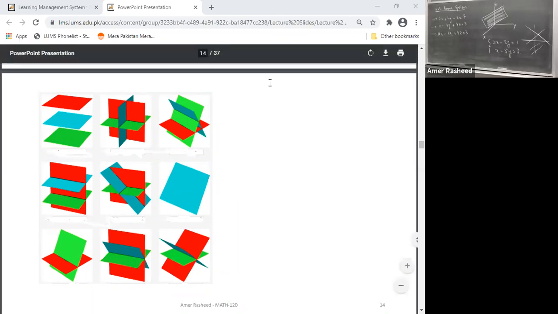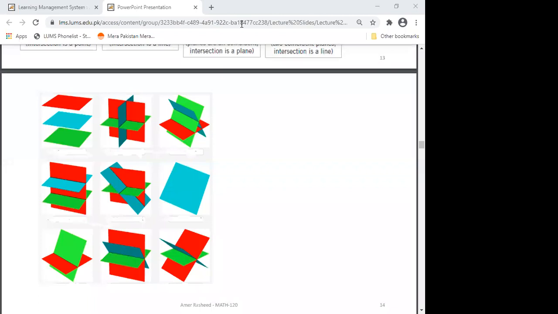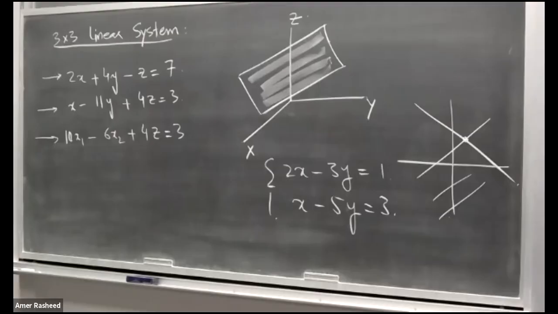I'm going to stop sharing this picture and we are going back to the board for further discussion on these things. I hope you get it. If you have any further questions regarding the number of solutions in the 3x3 case, you can ask me.